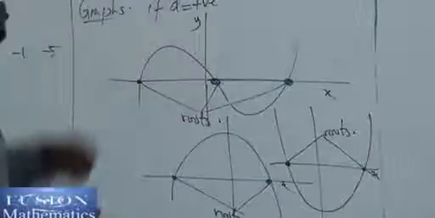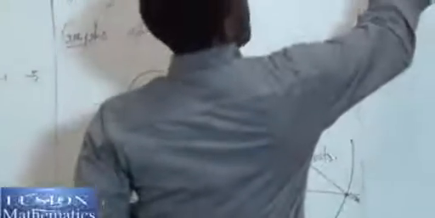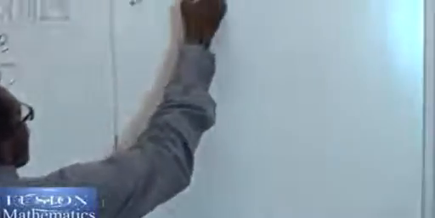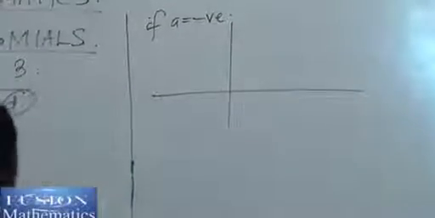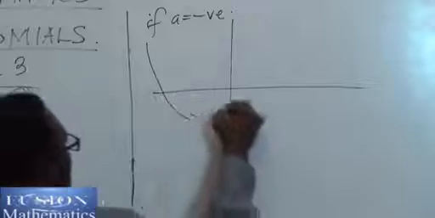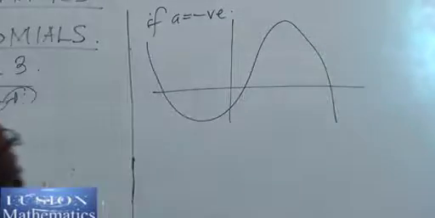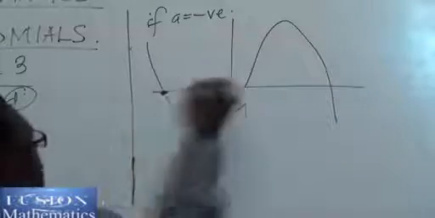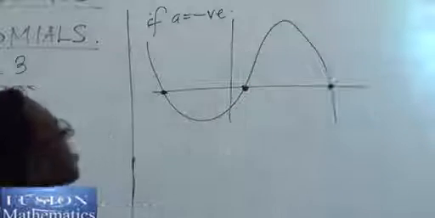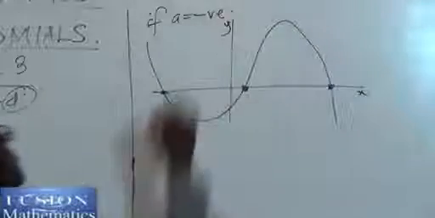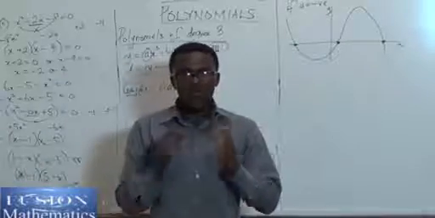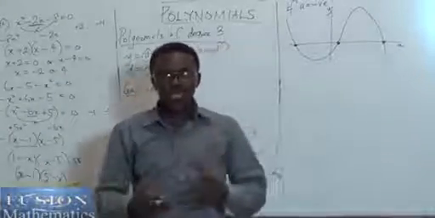Now let's move over to the second condition. If A is negative, this is the graph, so the graph will look like this. A being negative, also the roots of the equation, you can get them when you read where it cuts the x-axis. So this is how we find the roots and represent the polynomials in graphs.